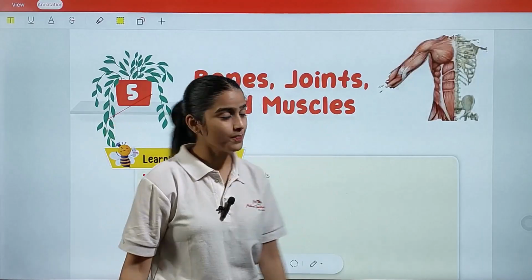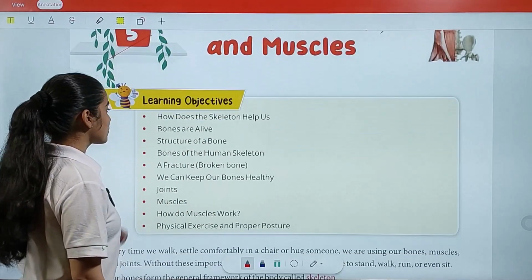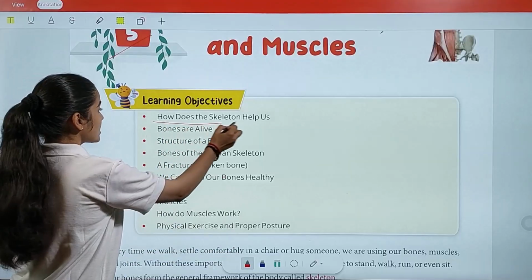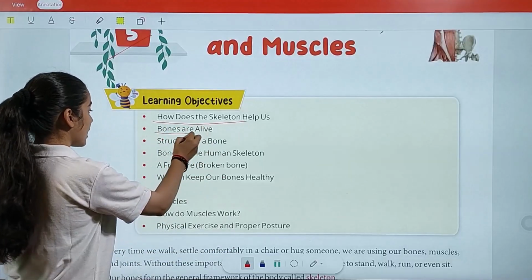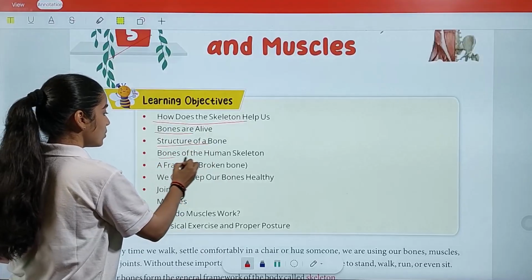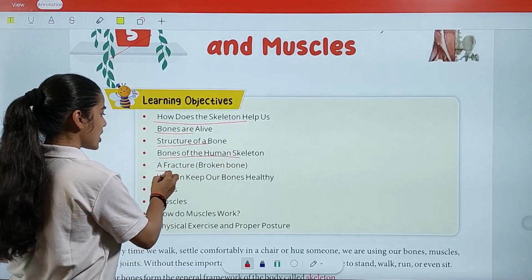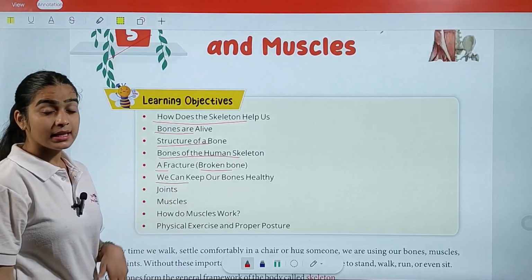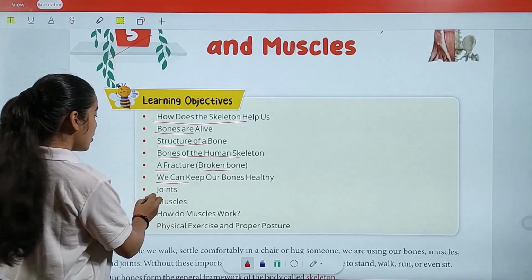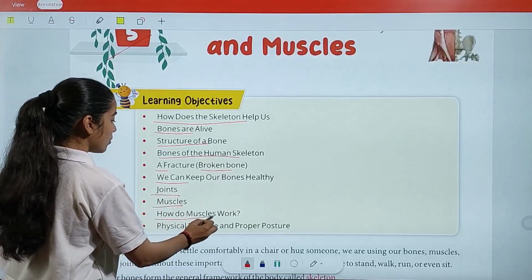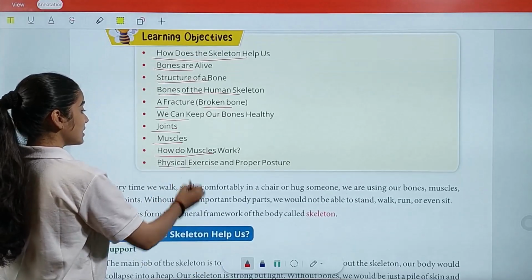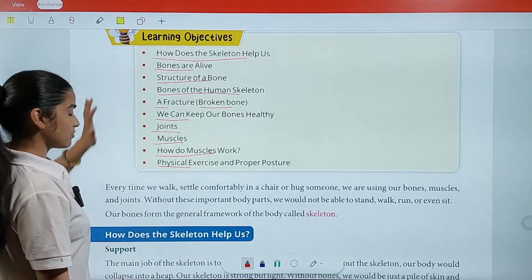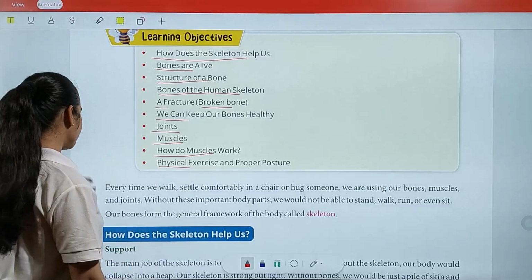our body. Okay. So, what are the learning objectives we have today? How does the skeleton help us? Bones are alive. Structure of a bone, bones of the human skeleton, fracture, broken bone, and how we can keep our bones healthy. Joints, muscles, and how do muscles work? Physical exercise and proper posture. So these are the learning objectives we have in this class.